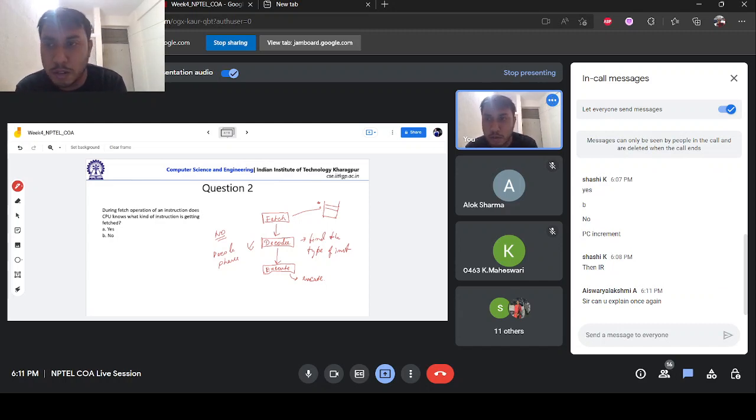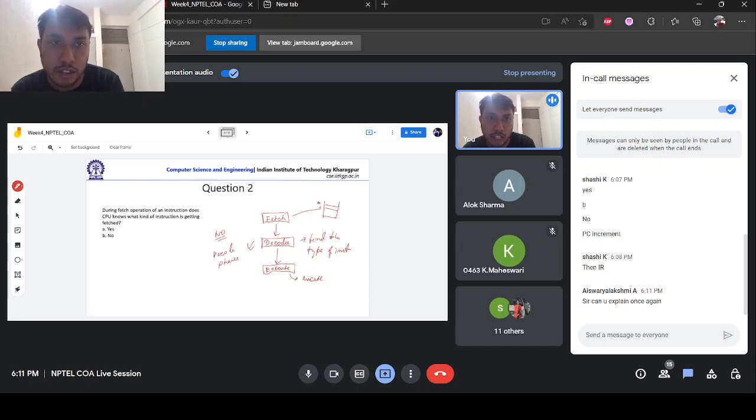So the question is a kind of true false question: during the fetch operation of an instruction, does the CPU know what kind of instruction is being fetched? So what is the procedure the CPU follows? The number one task is fetching the instruction, then it decodes the instruction, and then it executes the instruction. During the fetch procedure, the only task is to just get the instruction from the memory.